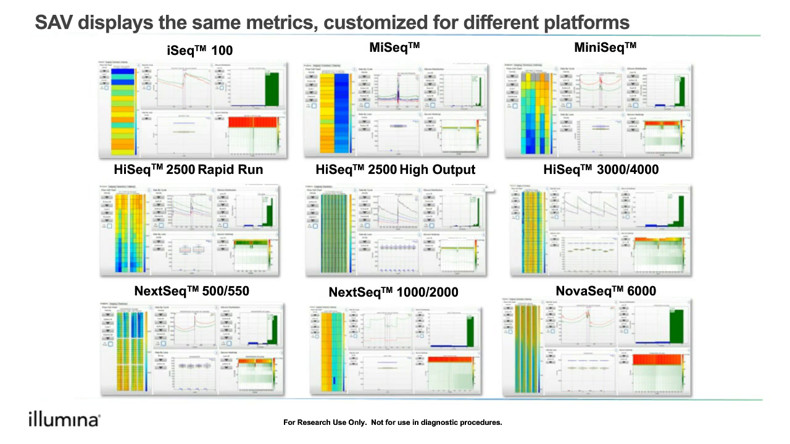Here you can see the main screen in SAV for each instrument. The overall look and feel of SAV is the same across all platforms. Though the general layout is the same, some metrics will be customized differently across the various platforms and will be displayed as such in SAV. For example, the iSeq 100 has 1 lane and only 16 imaging tiles, while the NovaSeq has up to 4 lanes with more than 3,000 tiles. So you may see many more colored tiles on the left side of the screen in SAV for the NovaSeq compared to the iSeq 100.